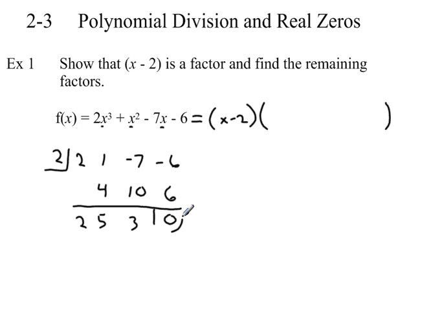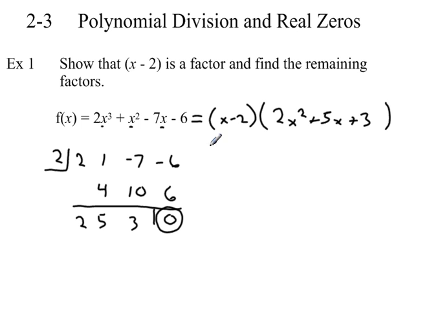Now it is a good sign to get a remainder of 0. If you know this is a 0 and you don't get that remainder, it means you did something wrong. If you don't know it's a 0, this is a way of telling it's a 0. So the fact that we got a remainder of 0 tells us for sure that 2 is a 0 of this function. Now what do these numbers down here tell us? Those numbers are the coefficients of this other factor. So that gives me 2x squared plus 5x plus 3.